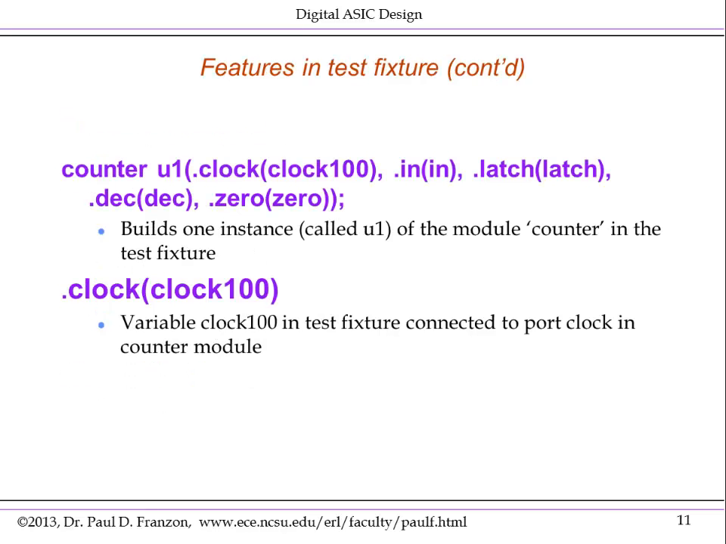We have to build or instance a copy of whatever we're testing. So we build one instance of the module counter, calling that instance U1. And again, this dot parentheses format means the item in parentheses is the signal within the test fixture, within the current level of hierarchy. And the dot is the name of the port in the module that you're instancing. And remember, we're building copies of the module, not calling subroutines.